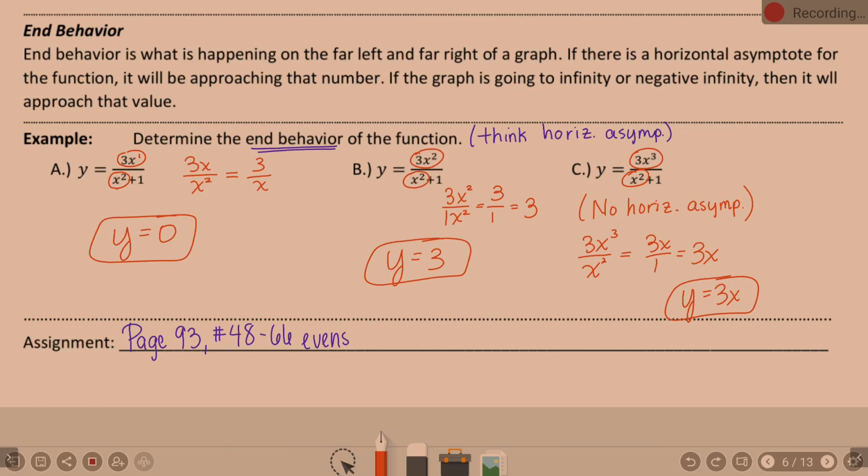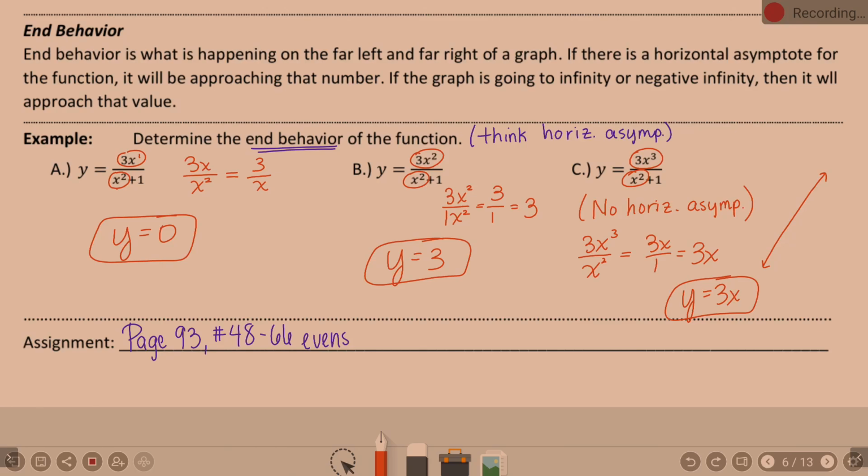which, can you visualize the line y equals 3x? Yeah, it goes up 3 and over 1. Okay, that makes sense. And so this is the idea that there is what we call a slant asymptote here. It's a diagonal asymptote that goes along the line y equals 3x. What's the answer to C? Slant asymptote. So the end behavior follows along the line y equals 3x.